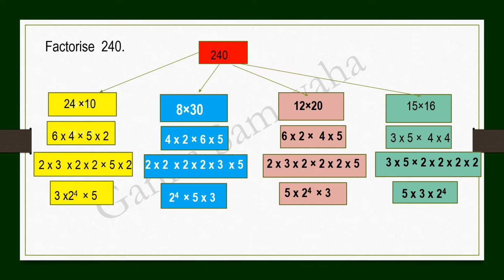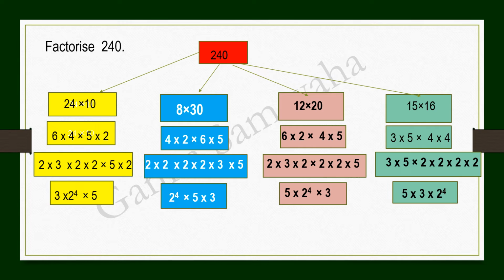Isn't it, children? Finally, we have got the product as 3 into 2 to the power 4 into 5. That's all. All of them have got the same products. The prime numbers are the same. Okay. What does this tell us? This tells us that 240, when we are trying to factorize it, there is one and only one way of expressing it finally as a product of primes.